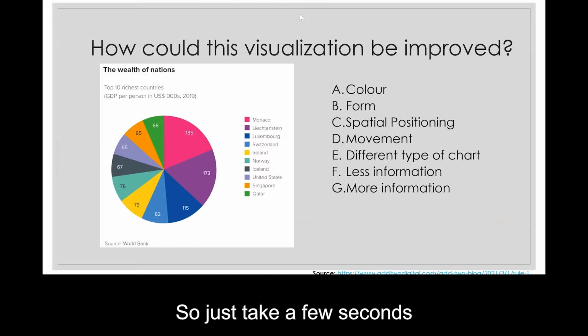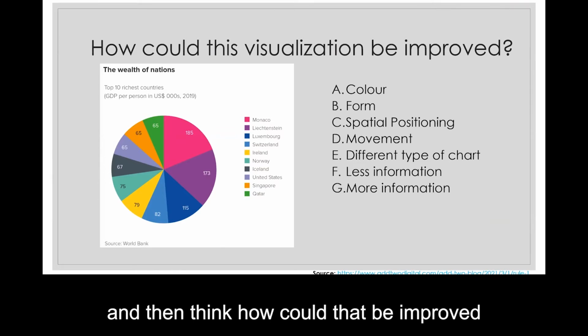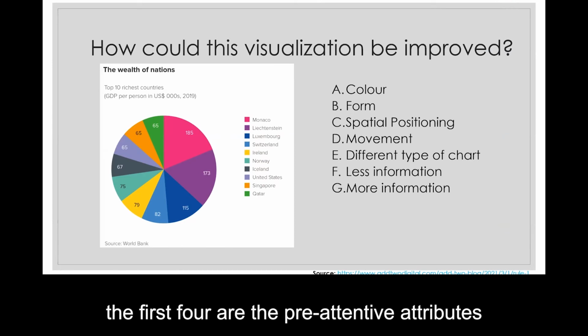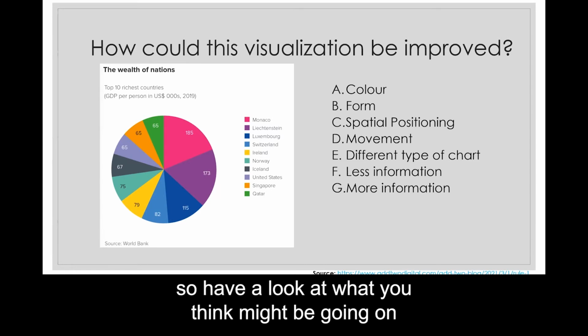So just take a few seconds, look at that plot, try and get a sense of what it's trying to communicate, and then think, how could that be improved? Of those on the left, the first four are the pre-attentive attributes, the last three are just some other ideas. So have a look at what you think might be going on.